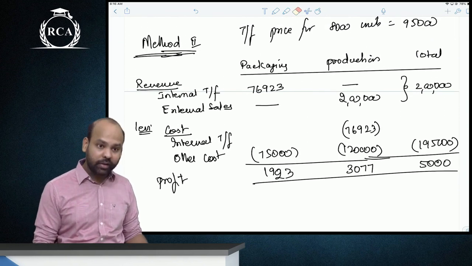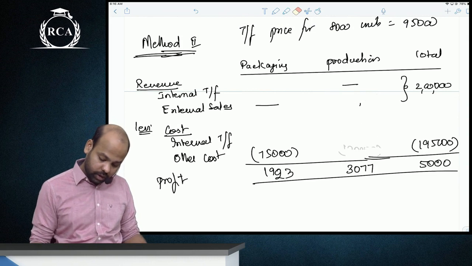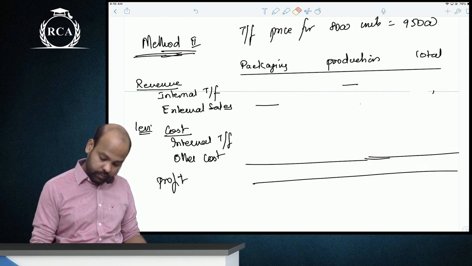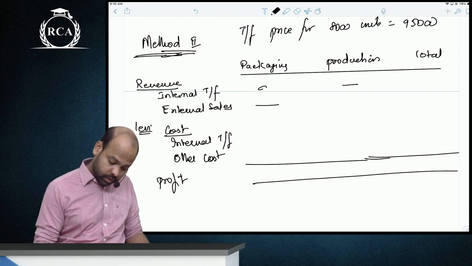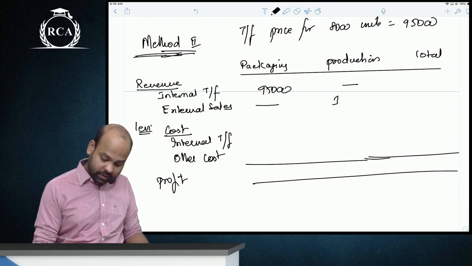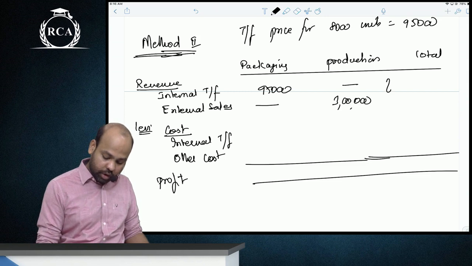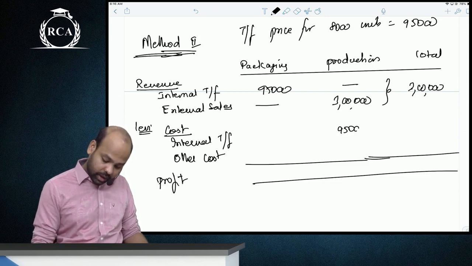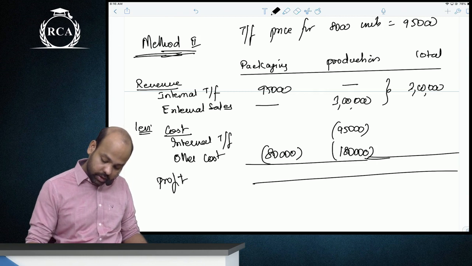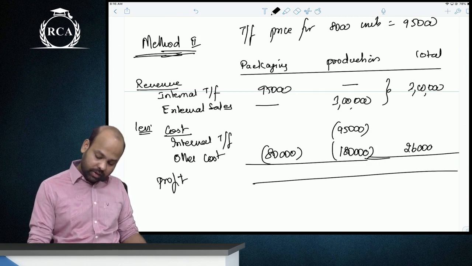So here we do not know the amounts. The transfer price is 95,000. They will sell the output at 3 lakhs. Overall revenue would be 3 lakhs. They will have a transfer cost of 95,000. Cost incurred is 80,000. Here it is 2 lakh 60,000.